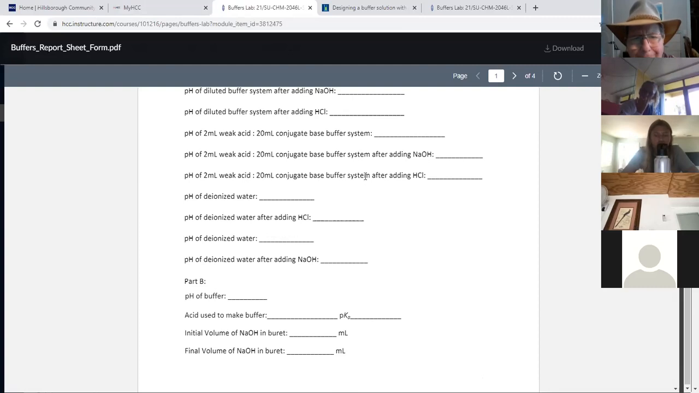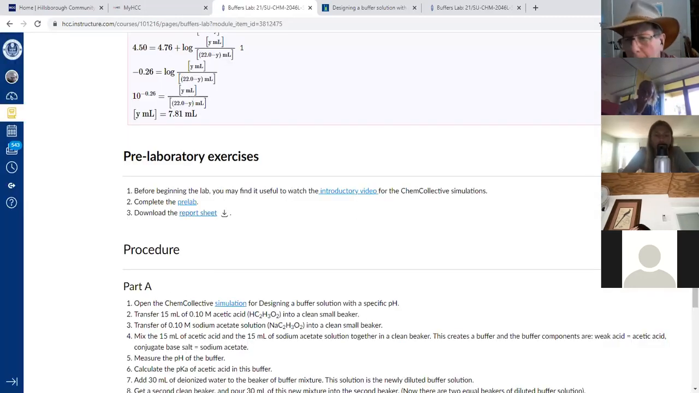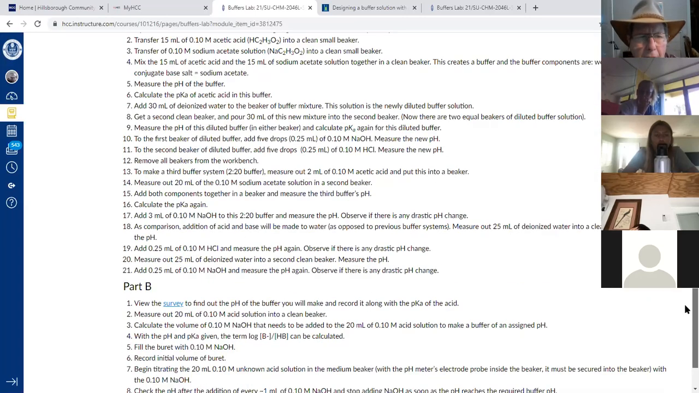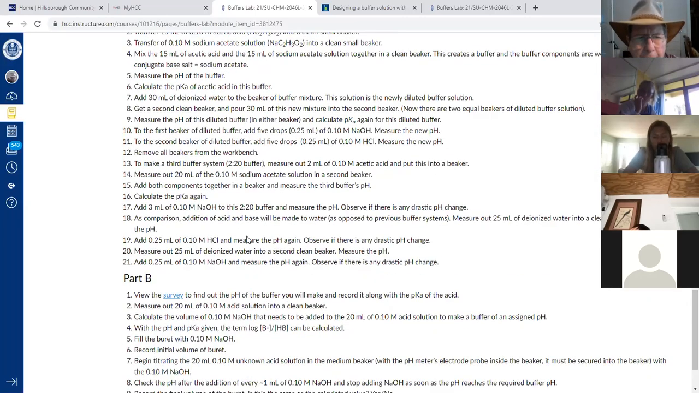I see. He missed a step. There should be a step 18 in there. Okay, he missed a step in here. And basically you add 3 milliliters of 0.10 HCl to see if that changes the pH.